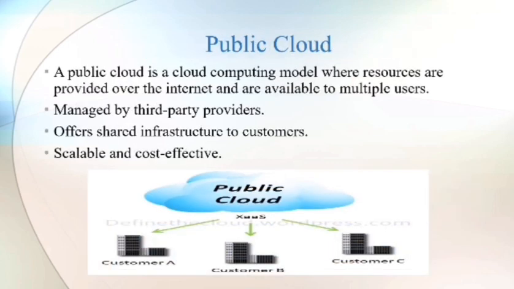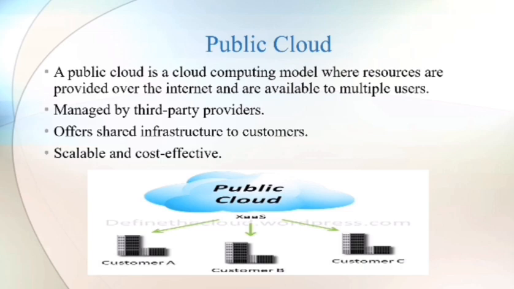This is the most commonly used model, called the public cloud. Here the services are available over the internet and anyone can use them. For example, when we use Google Drive or Gmail, we are using the public cloud. These are managed by companies like Google or Amazon. The infrastructure is shared between multiple users, so the cost is low and it is easy to scale. But since it is shared, security is slightly less compared to the private cloud.